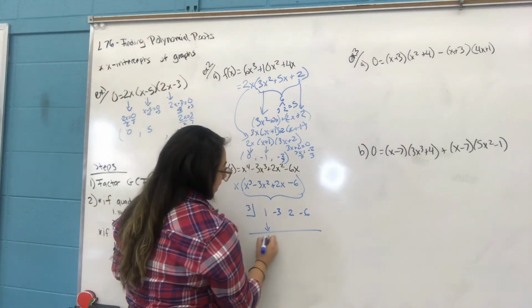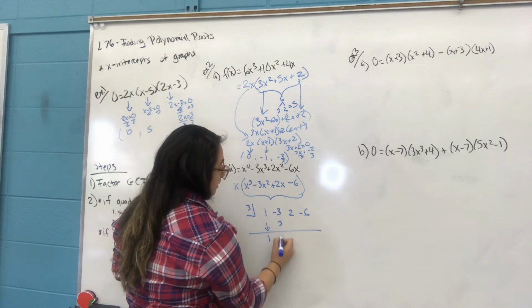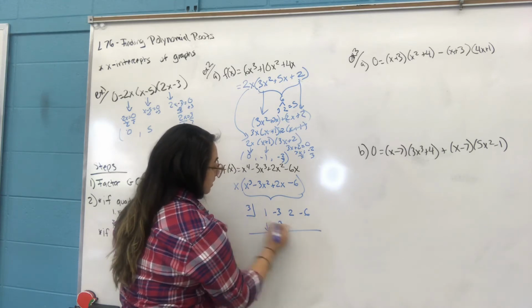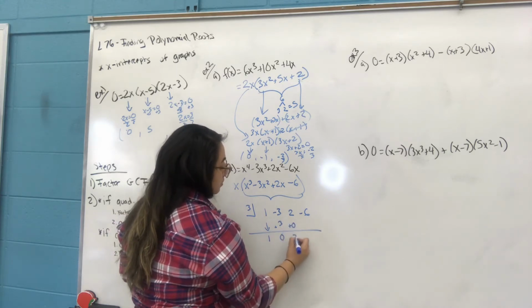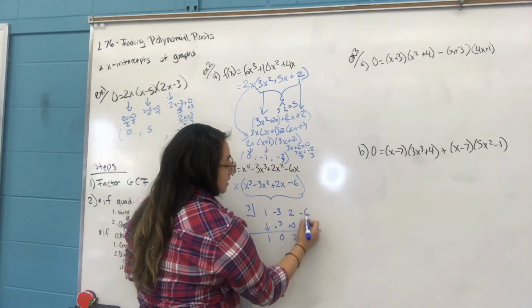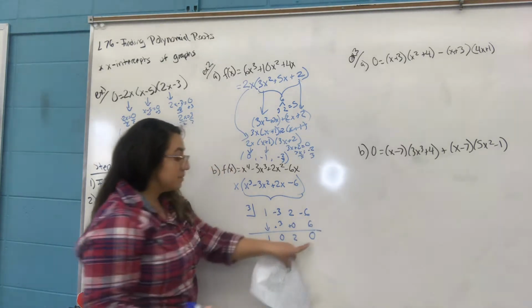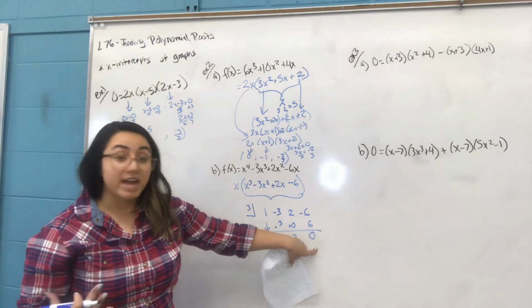So you bring this one down. 1 times 3 is 3. This equals 0 because you're adding. 0 times 3 is 0. 2 plus 0 is 2. 2 times 3 is 6. Negative 6 plus 6 is 0. Remember, whenever it's a 0 at the end, that means it's a factor.